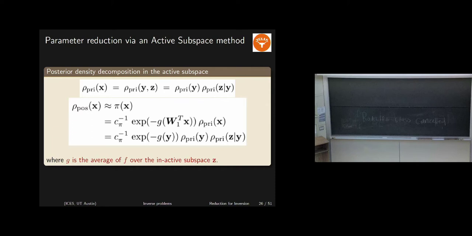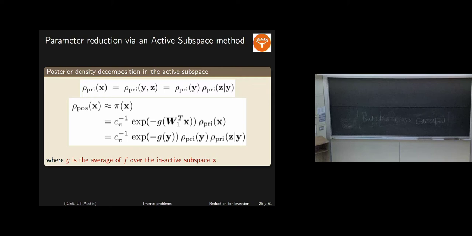And then you can approximate your posterior density in two parts. The first part corresponds to the active, which looks similar to the usual inverse problems: this is the misfit and this is the prior. And the other part is the inactive, Z inactive, which we hope is in high dimension. In fact, I'm going to show you an example. In a typical inverse problem, the inactive dimension is high, but the active dimension is low.